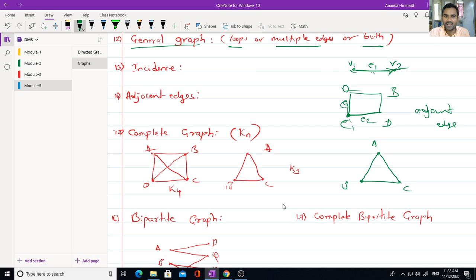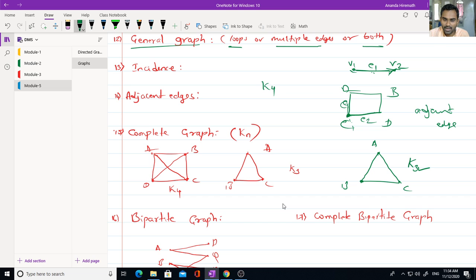Because all vertices are connected to each other, we denote this by K3, as it has three vertices and it is a complete graph. A complete graph is denoted by Kn, where n is the number of vertices in that complete graph. So this is K4.